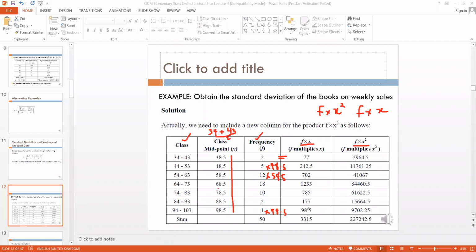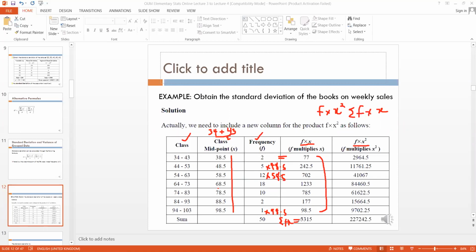Good. After you are done, you are required to find the summation fx. Summation fx means you are going to sum all these quantities you found. You are going to sum everything. So summation fx is equal to 3315.